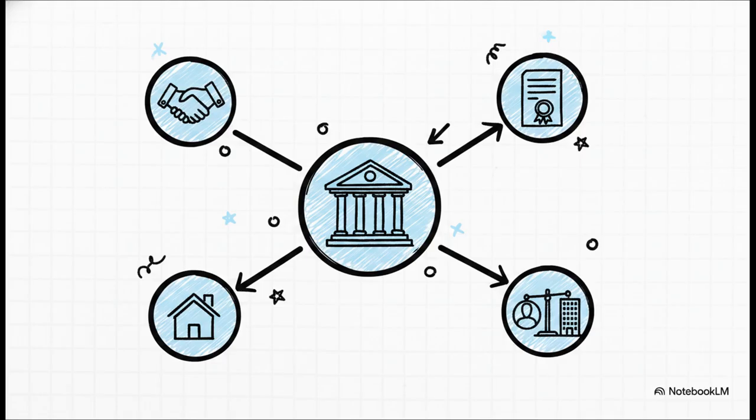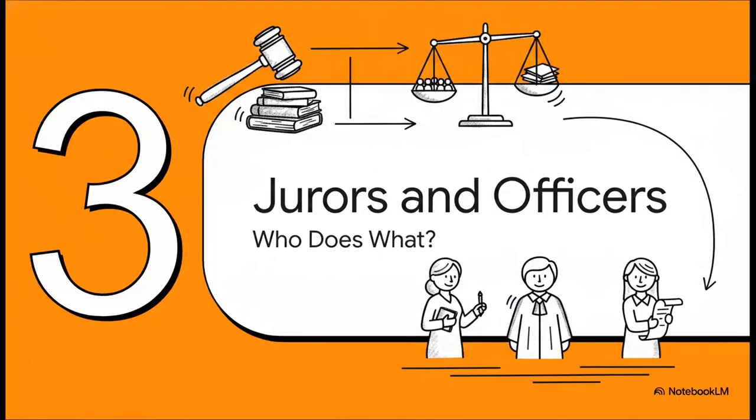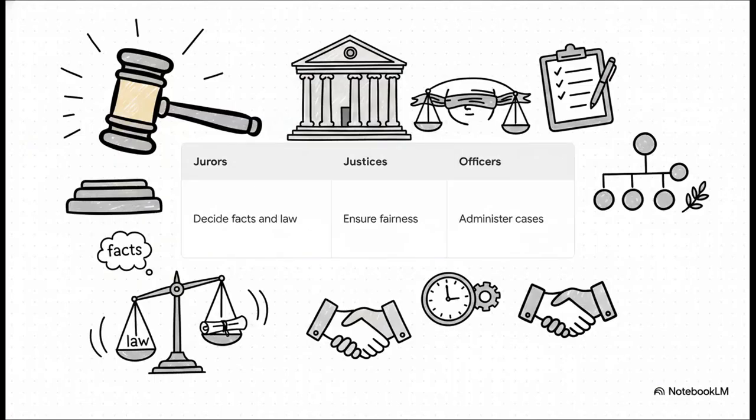Why does this matter to us? Because this is the mechanism designed to actively protect your physical home, your livelihood, and your family's assets from outside overreach. Which brings us to Section 3, Jurors and Officers. Who does what? So we have the structure, right? But a court is literally only as good as the people running it.